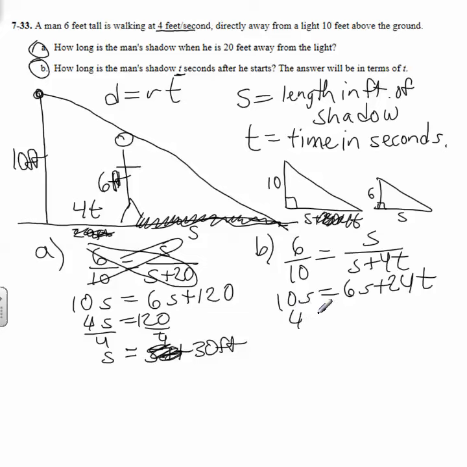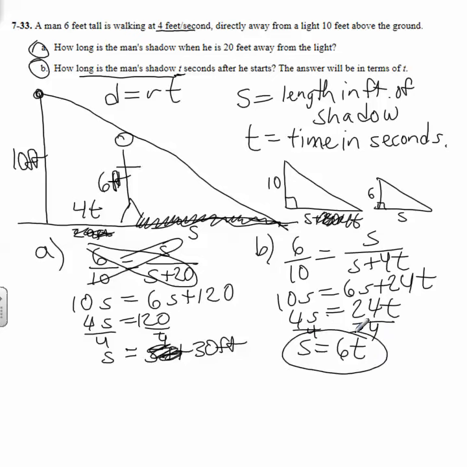Subtract 6s from both sides. We've got 4s is equal to 24t. Now let's see what we want to do here. It says the answer will be in terms of t, and we're trying to find the length of the shadow. So the length of the shadow is what we want to find. So I'm going to solve this for s, by dividing by 4, so the length of the shadow is 6t.